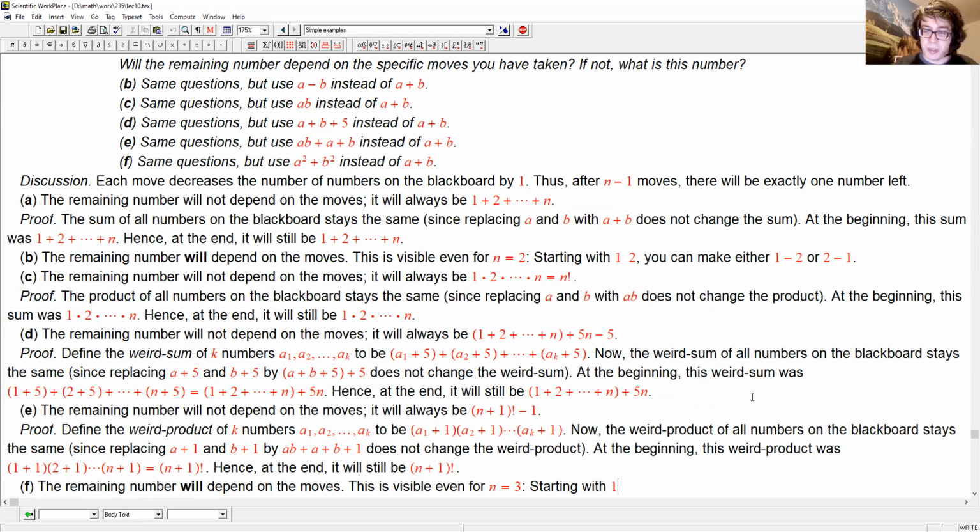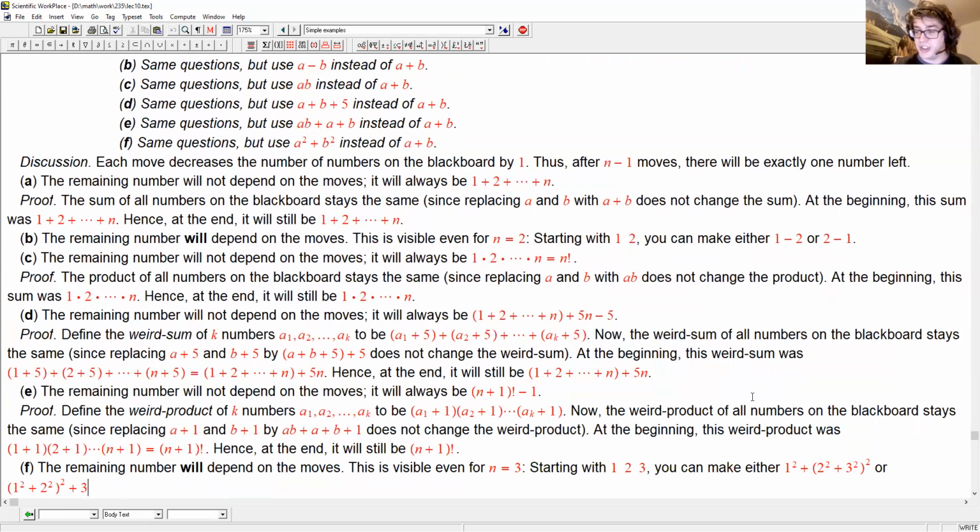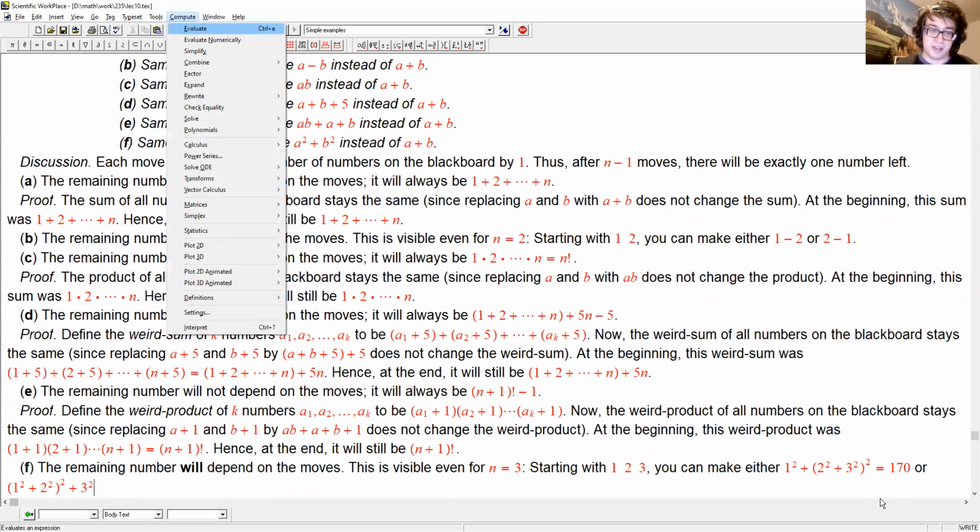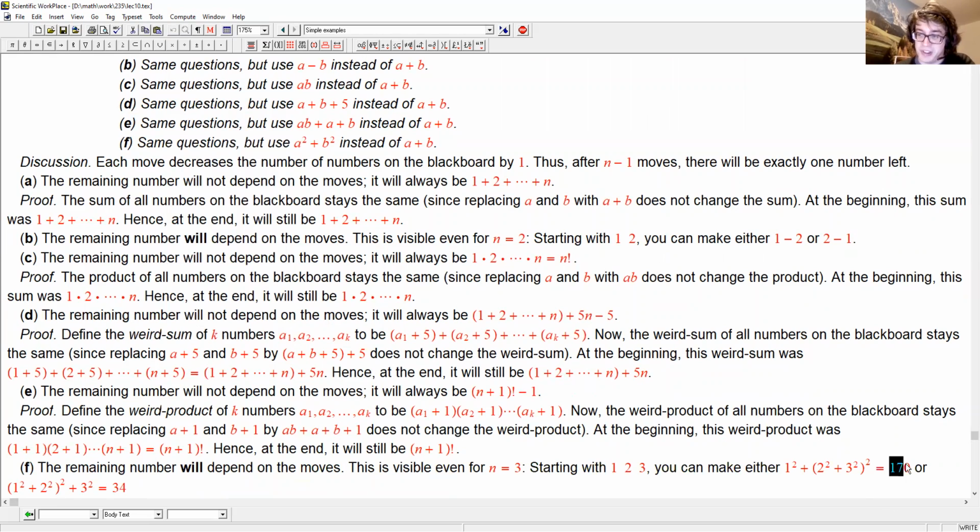Starting with 1, 2, 3, you can make either 1 square plus 2 square plus 3 square square, or 1 square plus 2 square square plus 3 square. These are the two ways you can make this algorithm. And then, no, actually there is a third way, but these two results are already different. And the third way is 1 square plus 3 square plus 2 square. You're not required to take two consecutive numbers. And I'm pretty sure this is something yet different. Yes, 104.